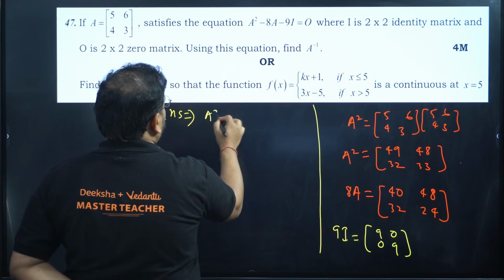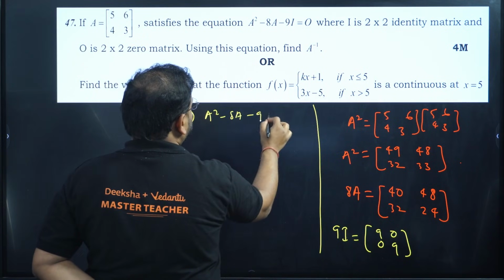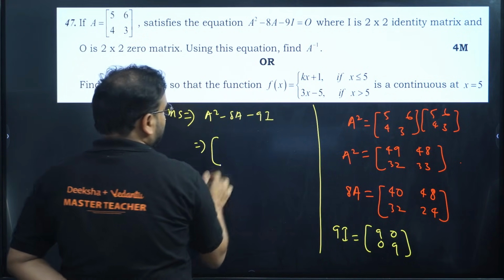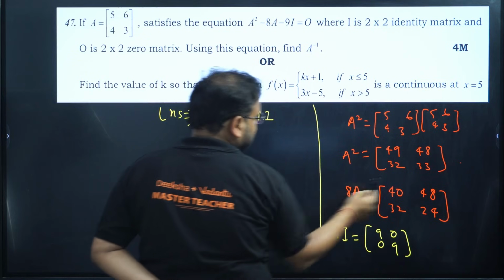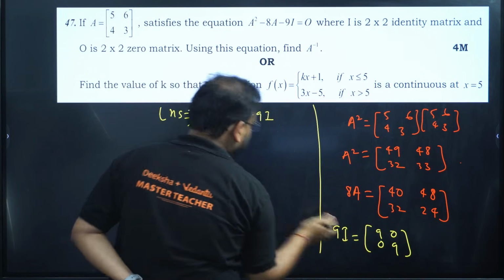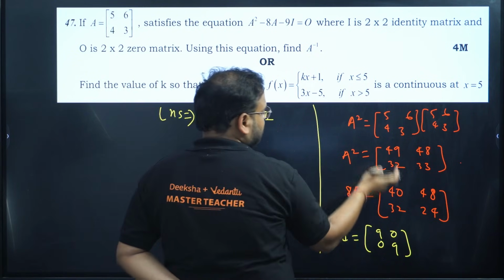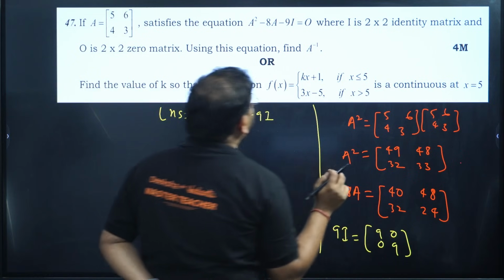It is A square minus 8A minus 9I. Check this out. The difference is coming as what? The difference of this, 49 minus 40, is 9. 9 minus 9 is 0. Difference of these two plus this. Difference of all of this.